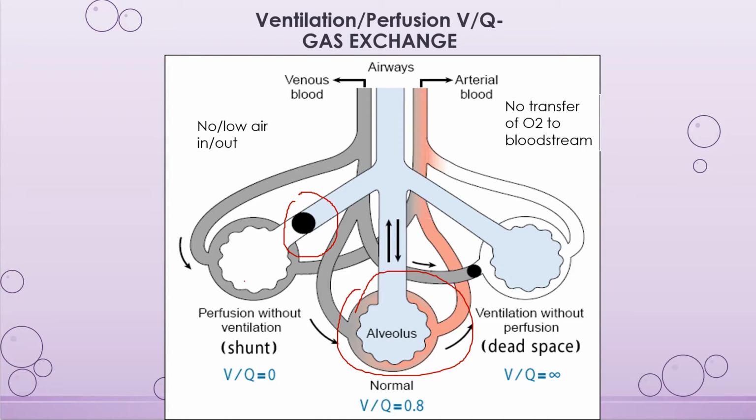Then over here, we can have nothing wrong with the airway system. Air can go in, it can go out, but there is no circulation over here. So ventilation without perfusion. This is where our PE comes into play. Unfortunately, what that causes is dead space, meaning the air's going in and going out, but there's no gas exchange, and that's not good either.